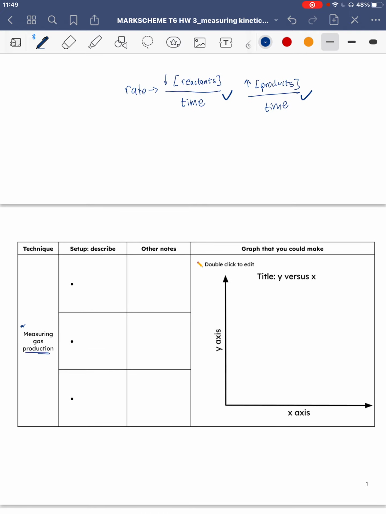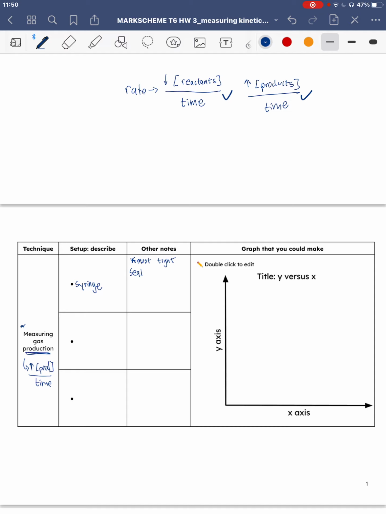So measuring gas production. This is a technique you can use for any reactions that produce a gas. And of course, in this case, you're measuring the increase in the concentration of products over time. So we saw three ways to do that. This one was with a syringe. You should describe the setup really carefully based on what we did in class. If you're not sure, you should, of course, use the slides that you find in the running agenda. One maybe important note here is you must have a tight seal between the tubing and the syringe.